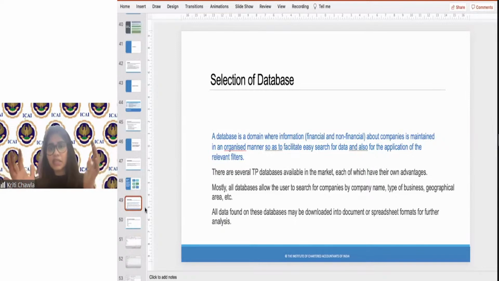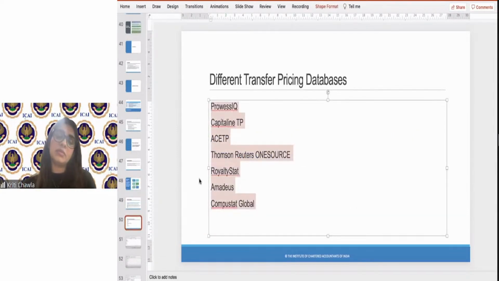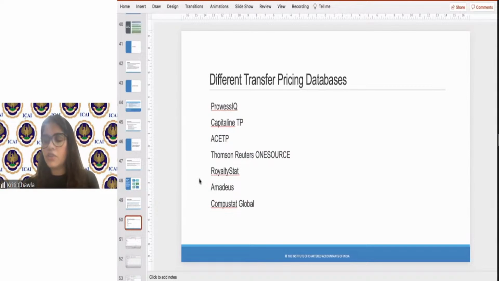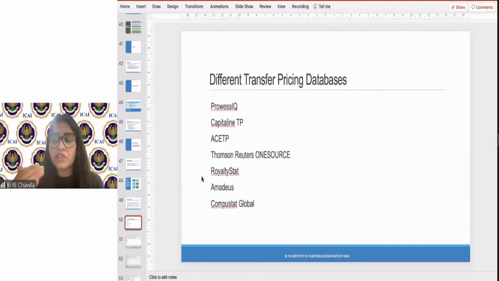So a database is a place, a domain, where information on all the companies that are operating in India is present. If you look at the databases in the market, there are different transfer pricing databases available. They're just private databases, and you can take whichever database you want. You can take Prowess IQ, Capital Line, ASTP, OneSource, Amadeus, Royalty Stat, CompuStat, etc. They're just like those softwares. You can use CompuStat.